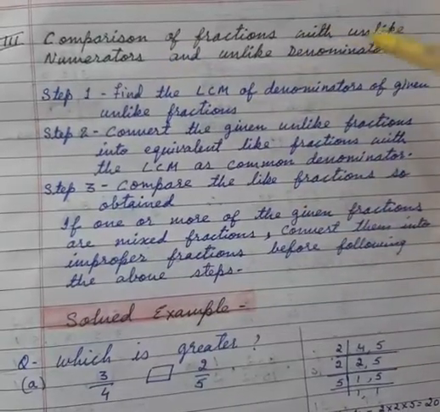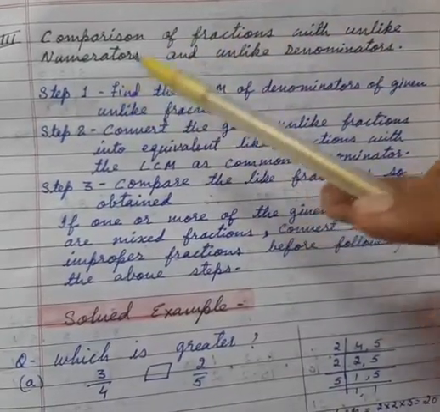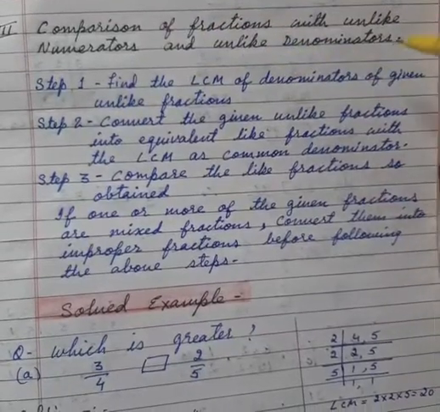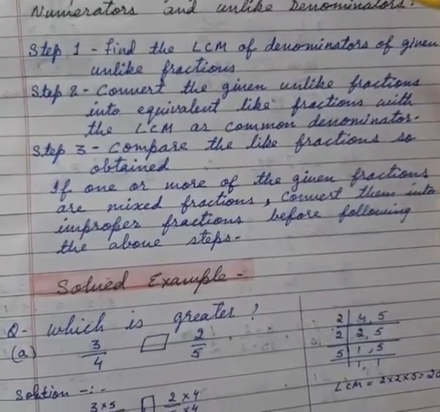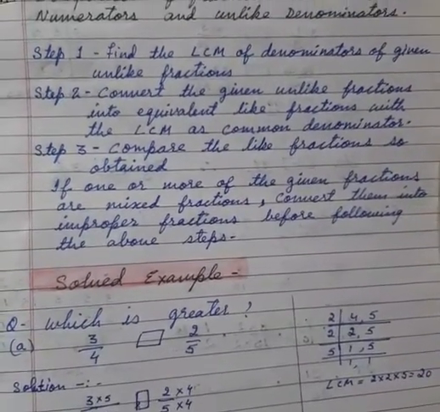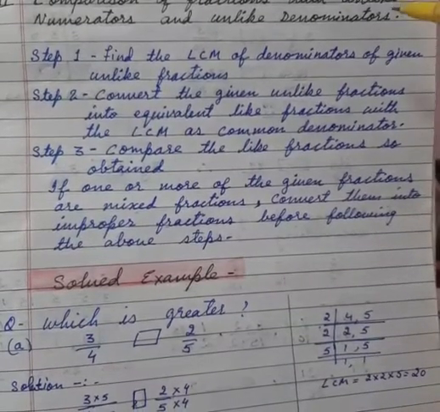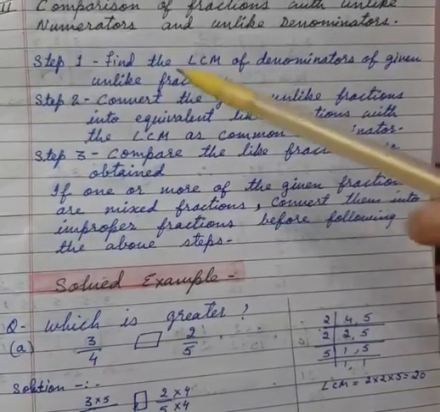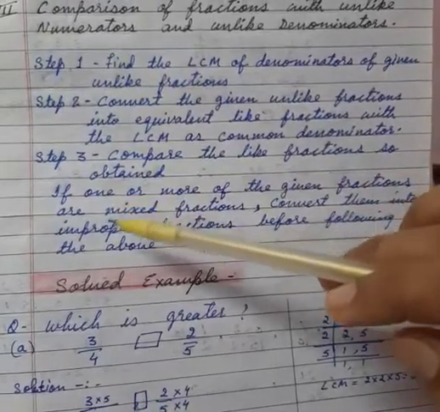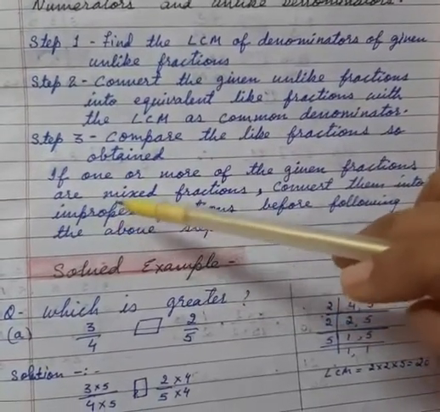Comparison of fractions with unlike numerator and unlike denominator. That means both the numerator and the denominator will be different. They will not be the same. So there are some steps to be followed for such type of fractions to be compared.